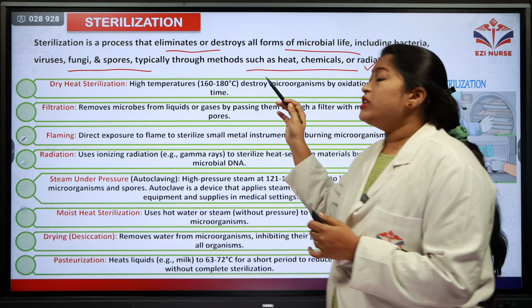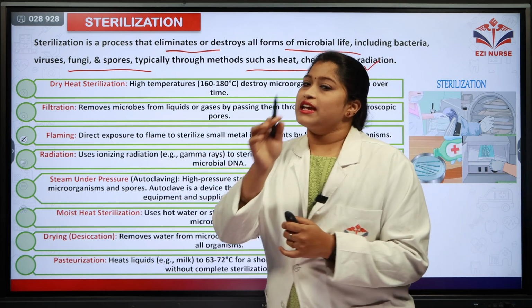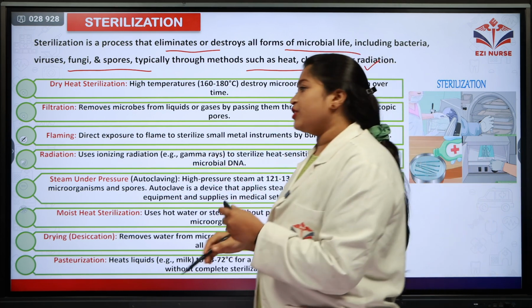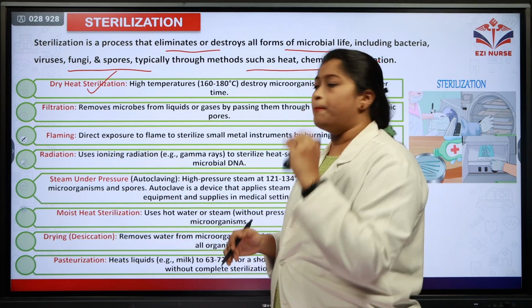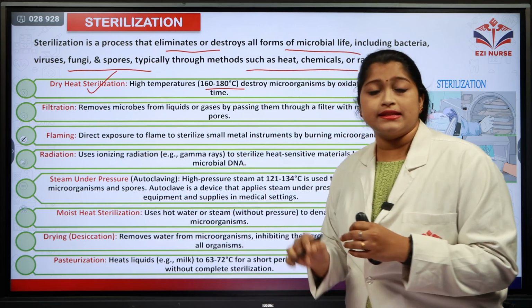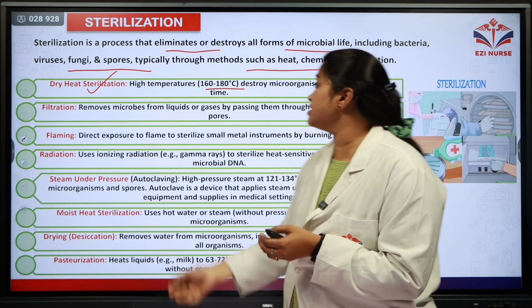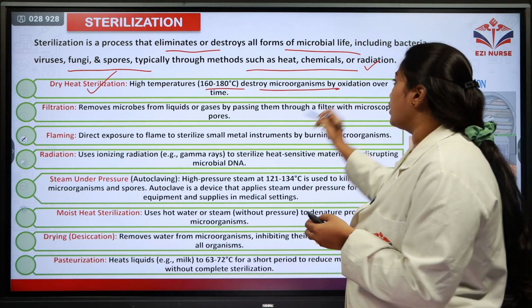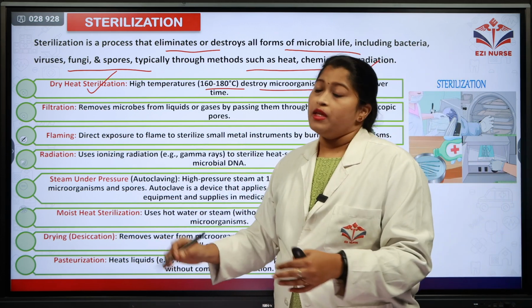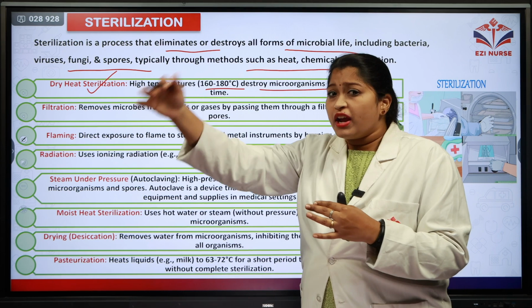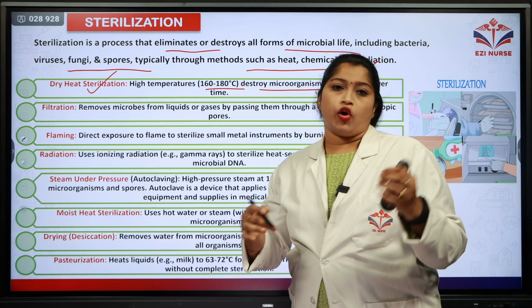So let's see the different types of sterilization processes. Coming to the first one, dry heat sterilization. It means high temperatures of about 160 to 180 degrees Celsius. It destroys the microorganisms by oxidation over a certain period of time. That is, extreme temperatures are given to kill the microorganisms.